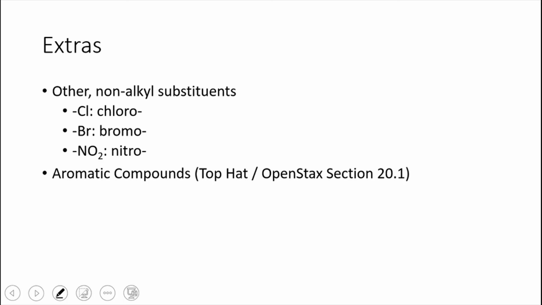There is another large category of compounds called the aromatic compounds. For lack of time, we're not going to discuss them here, so I encourage you to go to your Top Hat text where we have included the OpenStax chapter on organic chemistry, and you can read about aromatic compounds in section 20.1.